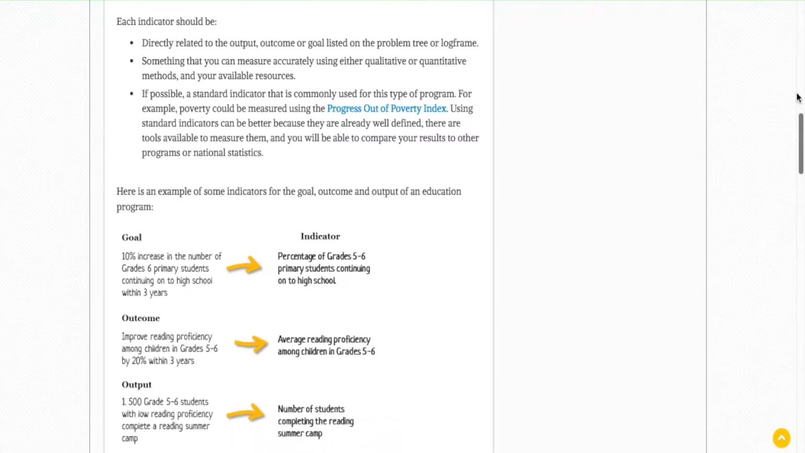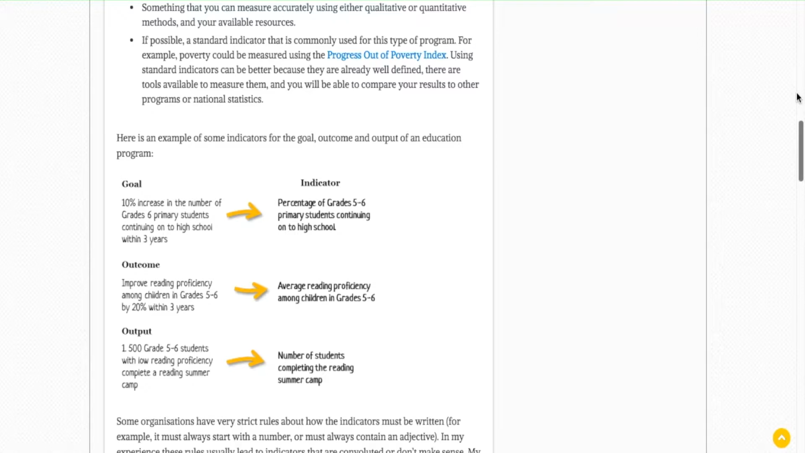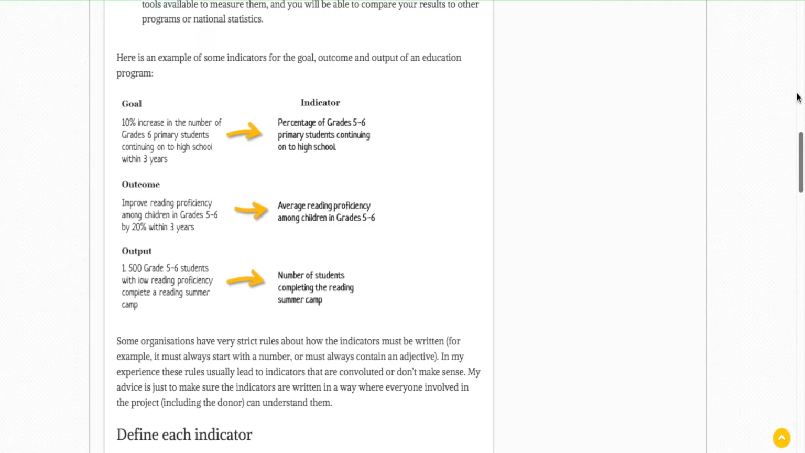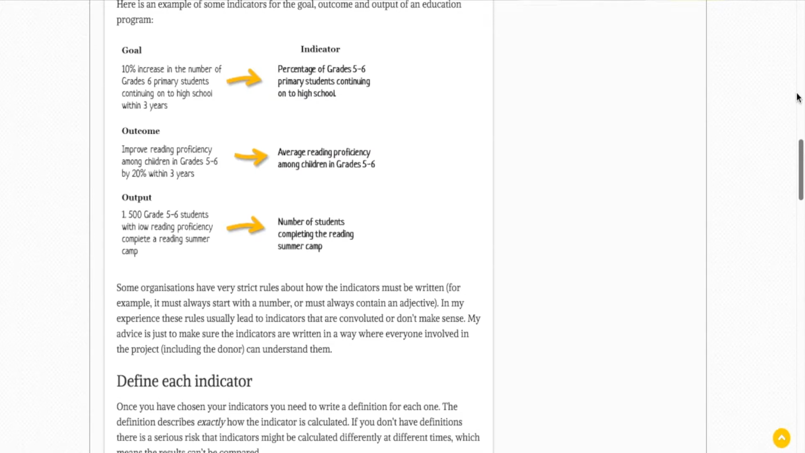The outcome would be to improve reading proficiency amongst children in grades 5 to 6 by 20% within 3 years. What would be the indicator of the outcome? The average reading proficiency amongst children in grades 5 to 6. This indicator will show whether the goal has been reached or not. The other output can be that 1500 grade 5 to 6 students with low reading proficiency complete a reading summer camp. The indicator for this output would be the number of students completing the reading summer camp. That number has to be mentioned.